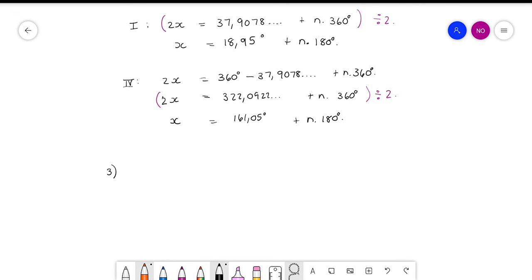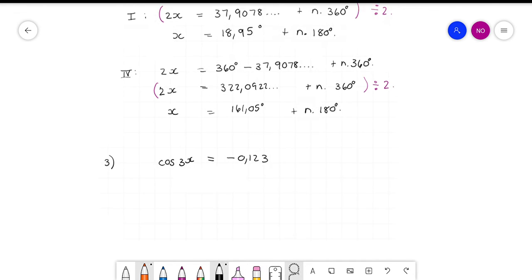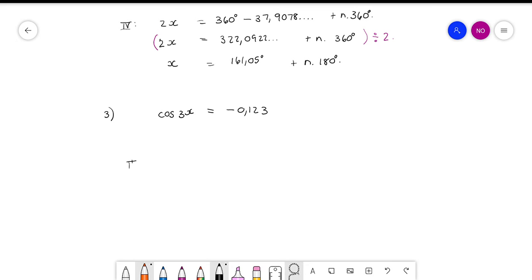For number 3, it was a similar situation. Hulle het gesê cos van 3x is gelyk aan minus 0,123. So same story, if it was 3 cos x, you can get rid of this 3 on the outside. But because the 3 is inside of the function, you have to first get rid of the function. So, ek gaan sommer so lank my kwadrante neerskryf. Cos is negatief in 2 en in 3. And instead of writing x here, I'm going to write 3x.